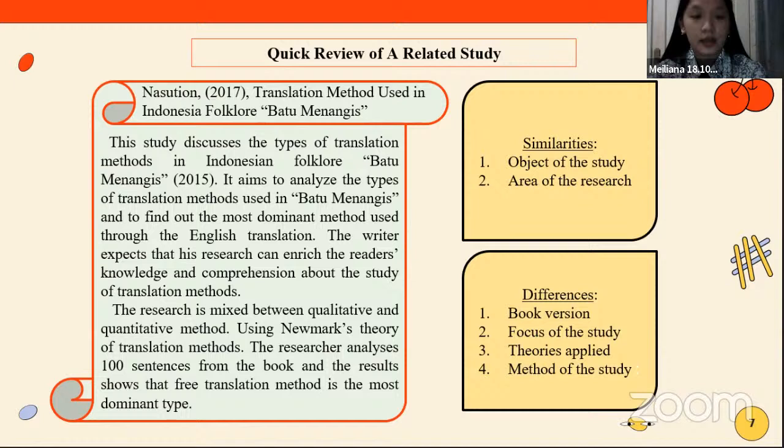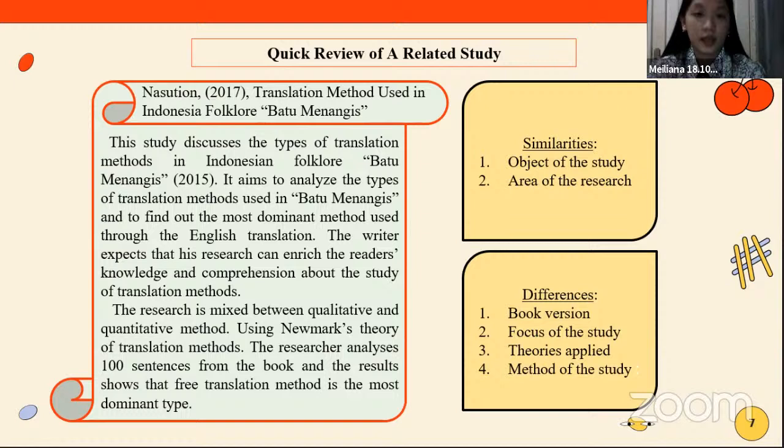Nasution expects that his research can enrich the reader's knowledge and comprehension about the study of translation methods. His research mixes qualitative and quantitative methods, using Newmark's theory of translation methods. From this quick review, I found the similarities between Nasution's research and mine are in the object of study. We use the same Indonesian folklore entitled Batu Menangis, and our research area is also the same, Indonesian translation.